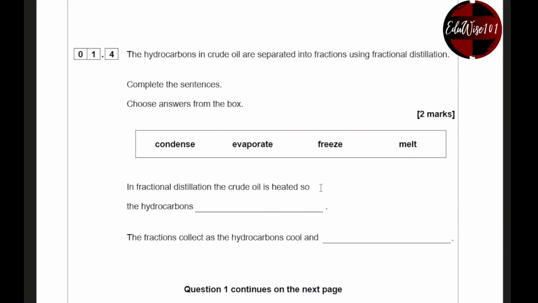Question 1.4. The hydrocarbons in crude oil are separated into fractions using fractional distillation. Complete the sentence. Choose the answers from the box. In fractional distillation, the crude oil is heated, so the hydrocarbons, now when you heat something, it's going to evaporate. So the hydrocarbons evaporate. The fractions collect as the hydrocarbons cool, and so if you cool the fractions, then it's going to condense.